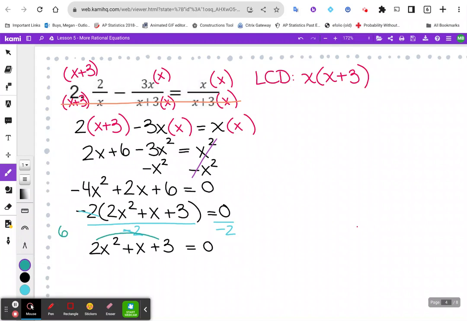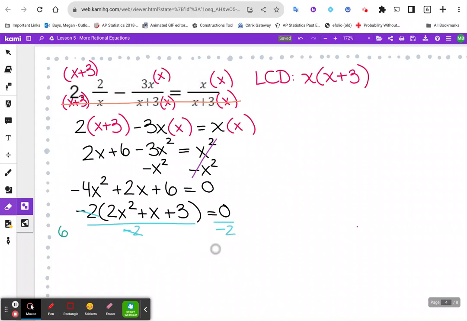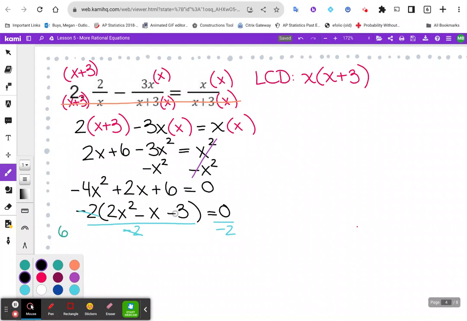Whoops. If I look back a second, actually, if I divided everything by a negative 2, bear with me, I'm going to rewind this step 1 second. If I pulled out that negative 2 over here, both of these signs have to change. Sorry about that. So I just changed those signs. That's going to cancel out. So I should be looking at 2x squared minus x minus 3. Quick fix there.